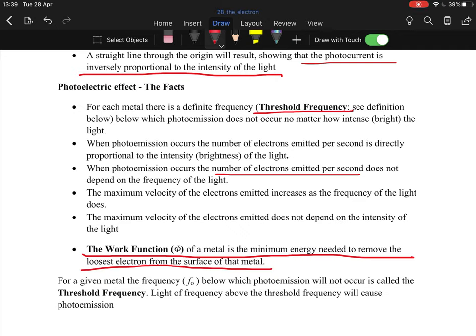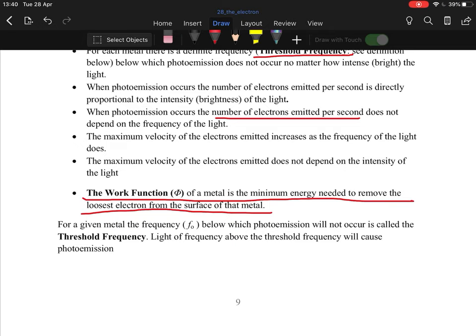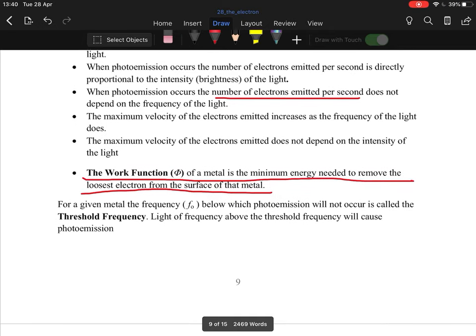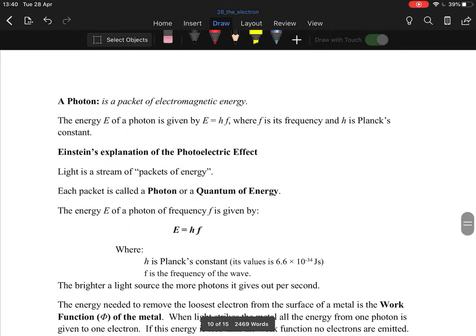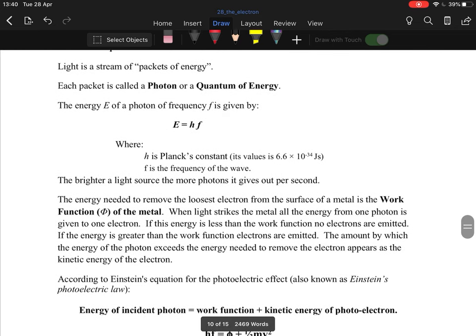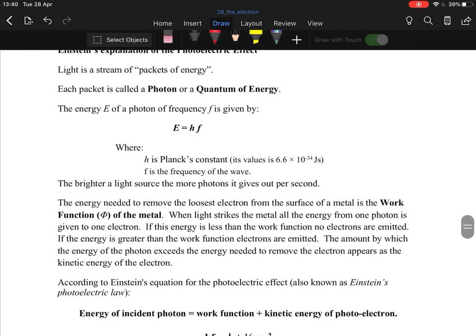And the last one, the work function of a metal is the minimum energy needed to remove the loosest electrons. Okay? So the threshold frequency is the minimum frequency you'll need in order for the electrons to start jumping. The work function is the minimum energy that's needed to remove the loosest electrons. Okay? So the electrons that are most likely to jump, the minimum energy they need.